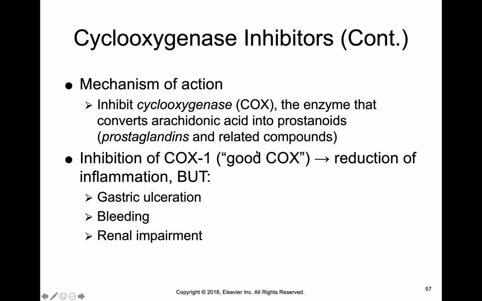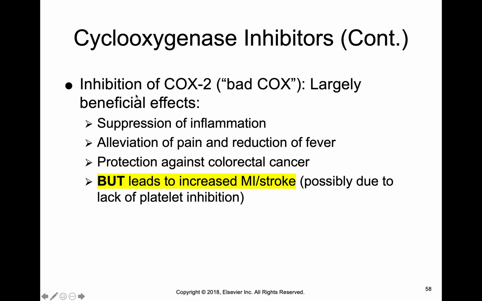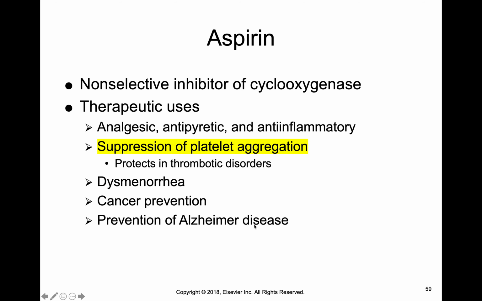Inhibition of COX-1, or what is deemed good COX, does reduce inflammation, but then you can get ulcerations, bleeding, and renal impairment. Inhibition of COX-2, which is deemed bad COX, or the worse COX. So again, you get suppression of inflammation, pain, and fever, and all that good stuff. But inhibition of COX-2 seems to increase your risk for myocardial infarction and stroke, because it seems to not inhibit platelet aggregation as much as COX-1 inhibitors. And so we'll get into that a little bit more.